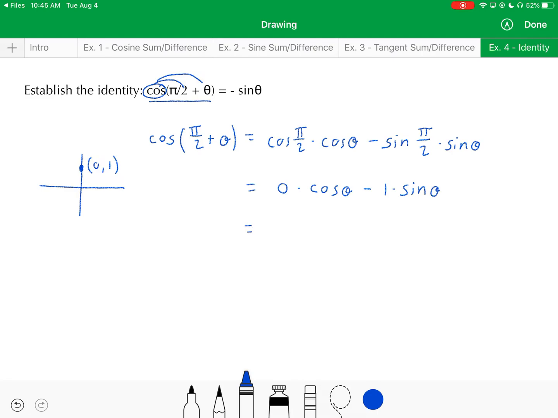So of course, 0 times cosine of theta is equal to 0, and negative 1 times sine of theta is equal to the negative sine of theta. So in the end, notice we simplify to the negative sine of theta. Identity has been verified.